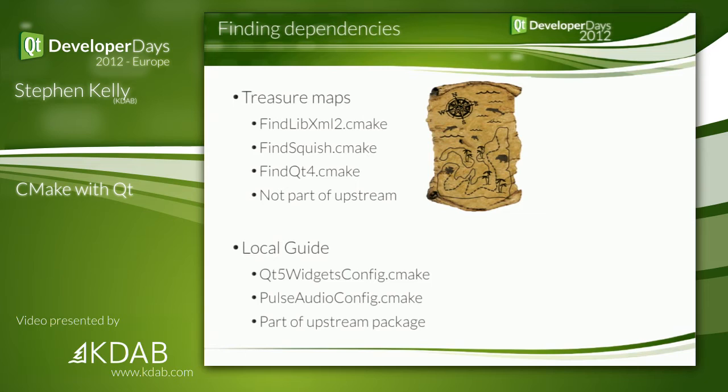Other projects also do the same thing. If you look on your system, you'll find a PulseAudioConfig.cmake file. And that means that you're able to find the PulseAudio package without needing to write, or find on the internet, a FindPulseAudio.cmake. So that's something that we ship as part of upstream. CMake actually uses slightly different algorithms to use either the find modules or the config files.